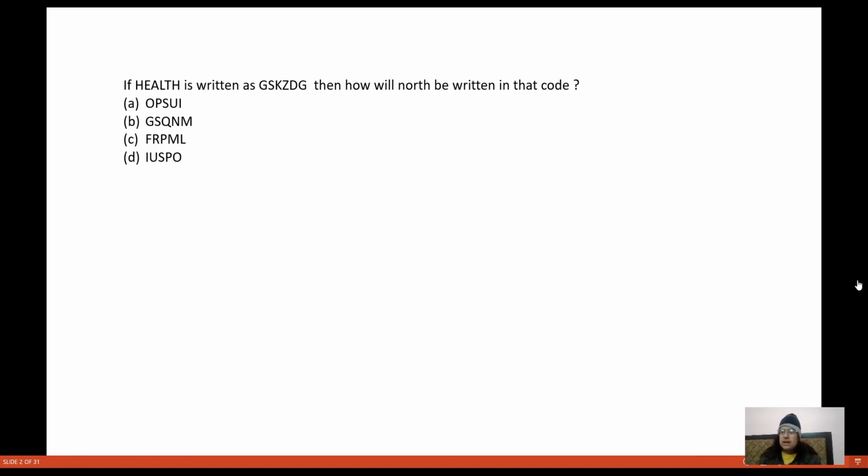So look at this question. It is saying if health is written as this code, then how will north be written? Okay, guys, look at this question. It is saying if health is written as GSK ZDG, then how will north be written? This is the question that has been asked. So let us try to solve this.